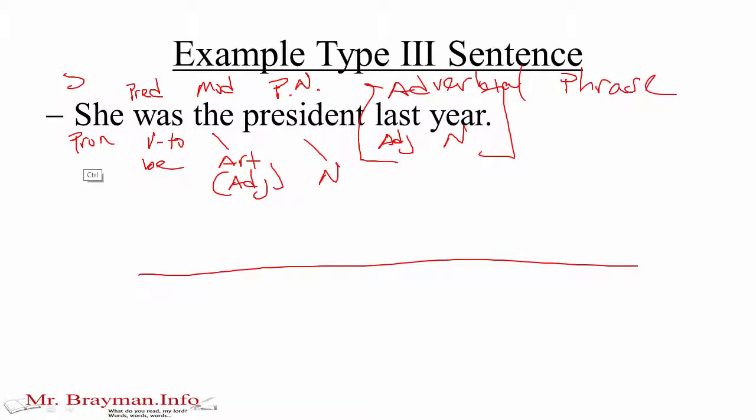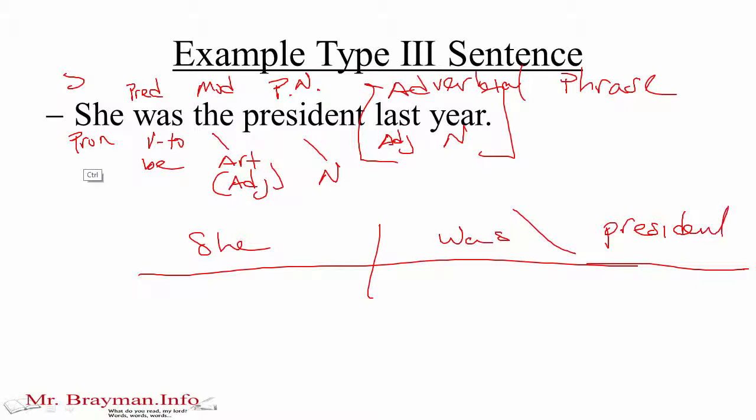So let's look at how we're going to do this. So we'll drop in our subject and our predicate, and we're going to put in our predicate noun, which is president. And so this is an adverbial phrase because it's telling when she was president. So it actually maps all the way back to was. So that's going to go underneath of our predicate here. Goodness.